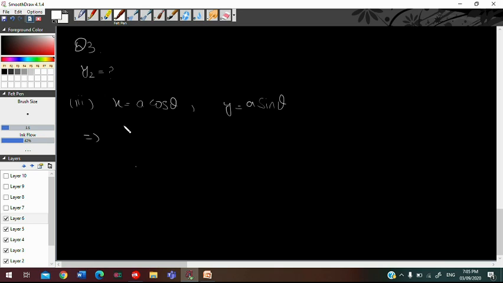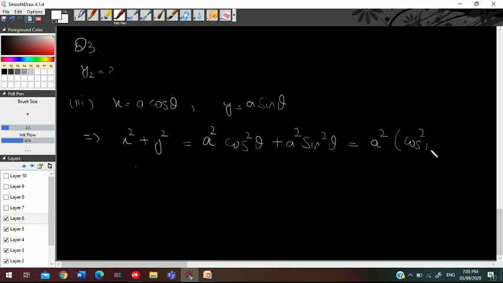We square and add both equations, x square plus y square. The right hand side will become equal to a square cos square theta plus a square sine square theta, and we take a square common and get cos square theta plus sine square theta, and we know that this is equal to 1. So here we have a square, meaning x square plus y square is equal to a square.